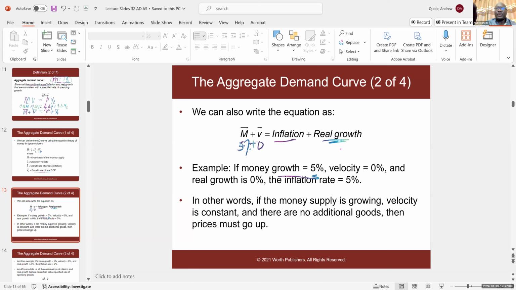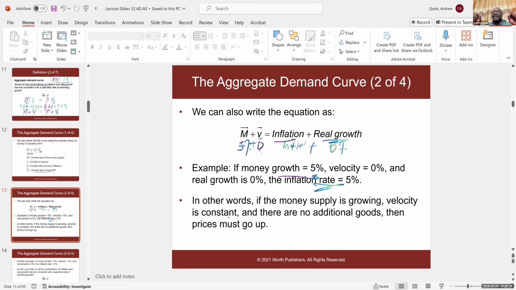And the real growth rate is 0%, so the economy is growing at 0%. Then that means we can solve for inflation. Because if this is 0, this is 0, that means inflation would be 5% as well. In other words, if the money supply is growing and velocity is constant, that's the reason why the growth rate in velocity is 0.